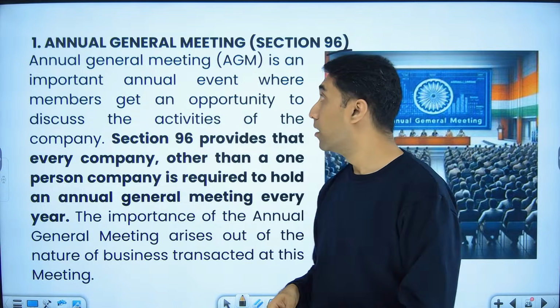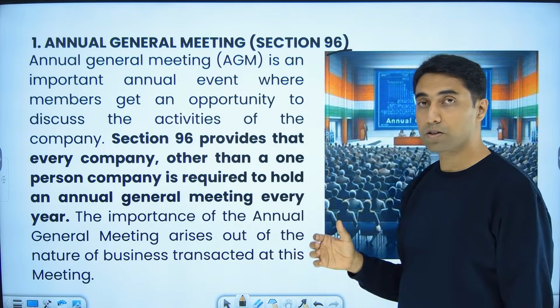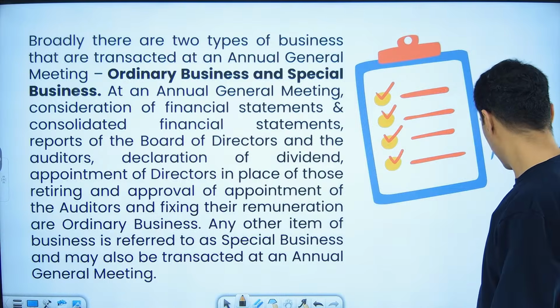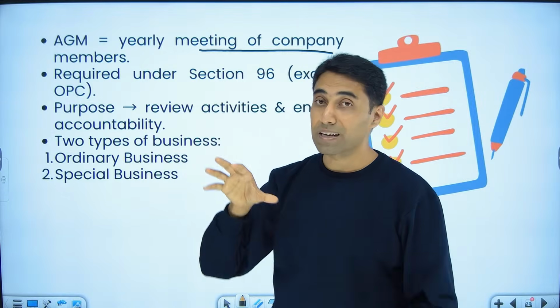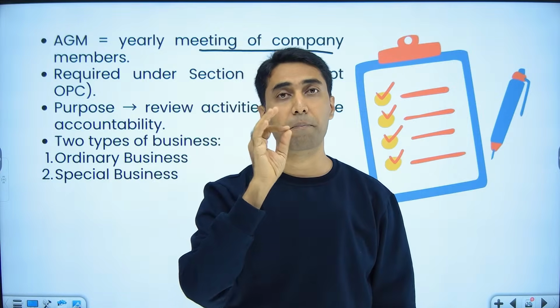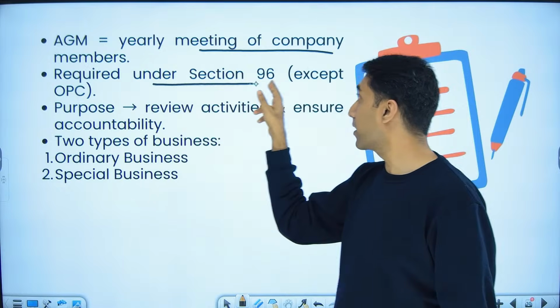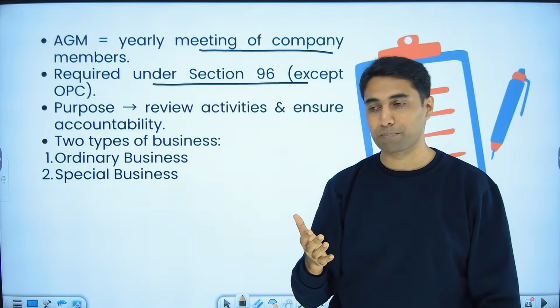All right. So in annual general meeting, what is happening basically? Section 96 says that every company should have a meeting. So I'll just put it to you very simply. It is a yearly meeting of the company members. Every year we have to do this. That is the first important thing you should remember. Please note that down.